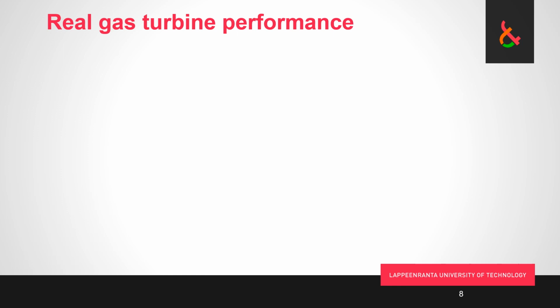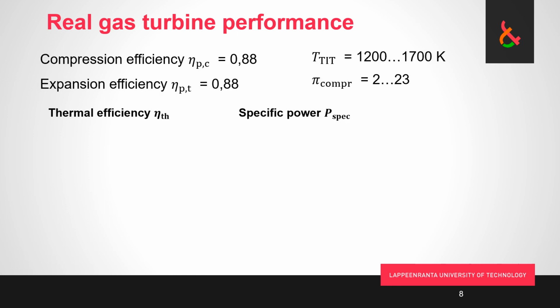Then what kind of performance can we expect from the real gas turbine? Here are just a couple of curves drawn. If we vary the main parameters of a real gas turbine, important parameters are compression and expansion efficiency. These are now polytropic efficiencies. In the steam turbine we have isentropic.